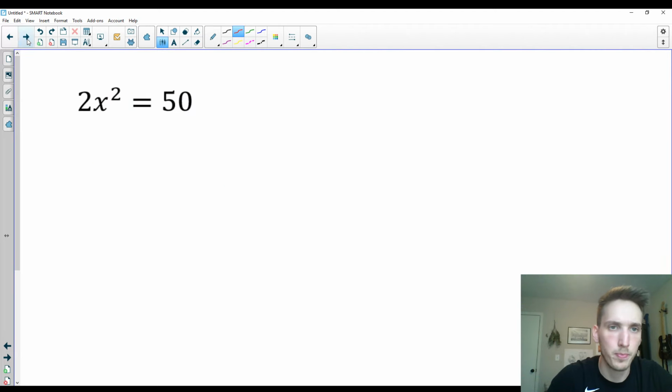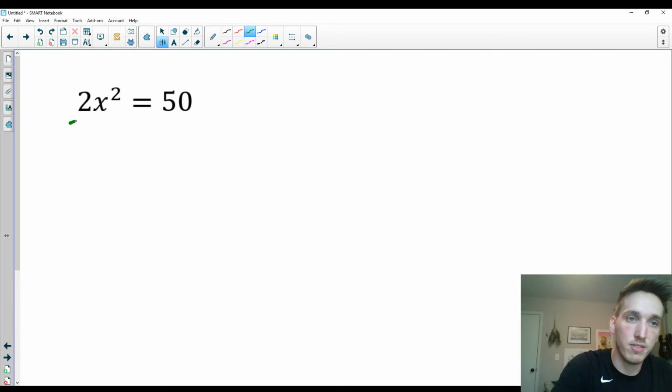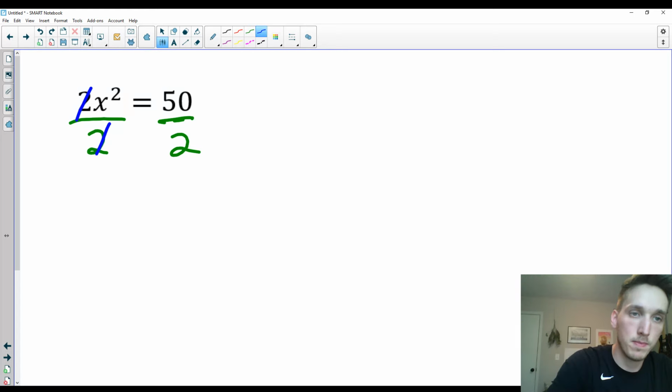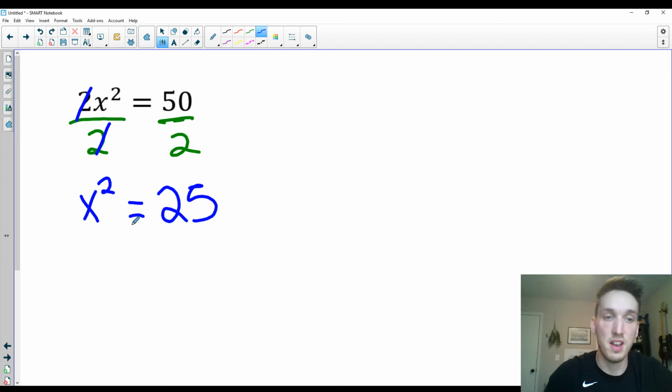Let's try another example. So 2x squared equals 50. Similar to the last problem, but if you'll notice, we have a little something extra that we got to deal with. Not only do we have an x squared, but we have 2 times x squared, or 2x squared. So the first thing we got to do here is divide both sides by 2. Because I'm trying to get x by itself, right? So I'm going to start by getting rid of that times 2. 2 divided by 2 is 1. So I have 1x squared equals 50 divided by 2 is 25. And now we're dealing with one just like the problem before, right?